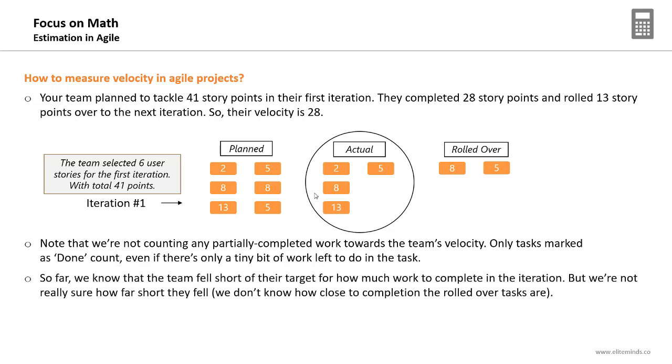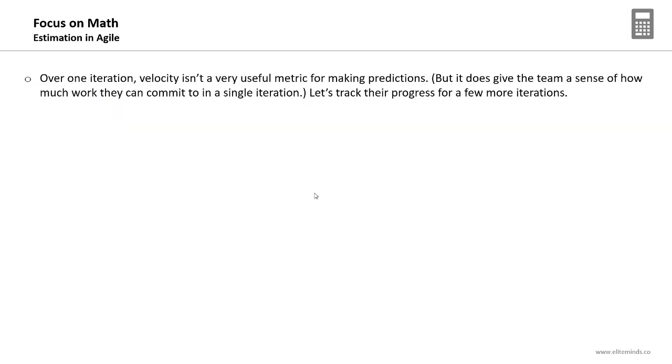Okay? So far, we know that the team fell short of their target for how much work to complete in the iteration, but we are not really sure how far short they fell, so we only count the completed user stories. Over one iteration, velocity is not a very useful metric for making predictions, but it does give the team a sense of how much work they can commit in a single iteration.